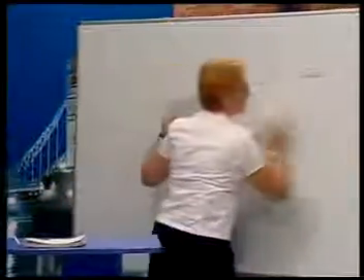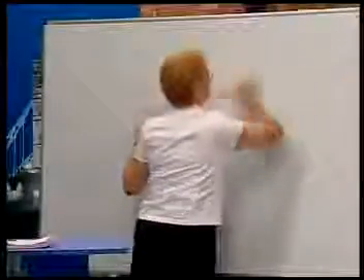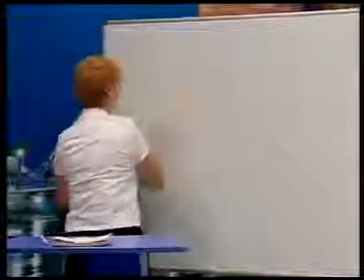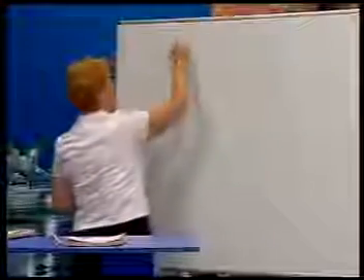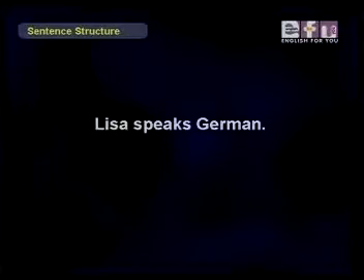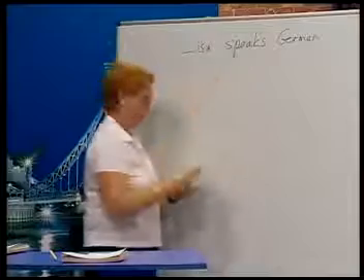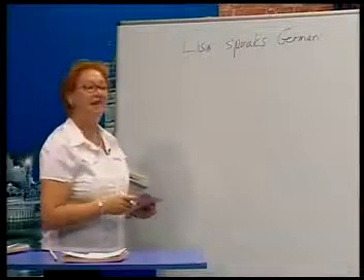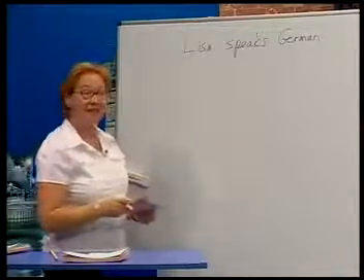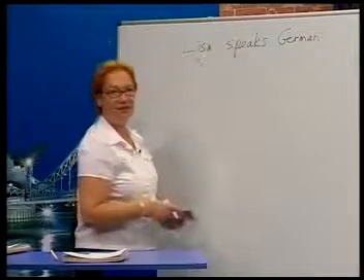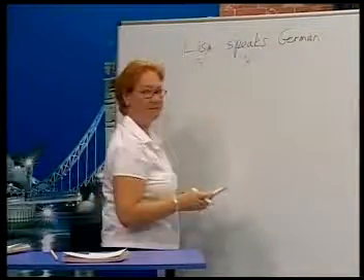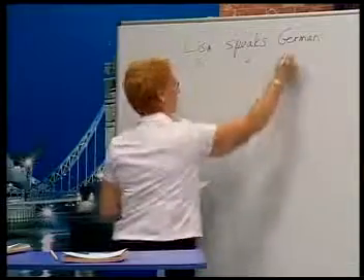And we'll put some sentences on the board for our assistants to help with. Now, here we go. Here's a sentence. Lisa speaks German. Okay, Lisa, what is the subject? Lisa. Good. Isabel, what's the verb? Speaks. And Ali, what is this? It is the object. Good.